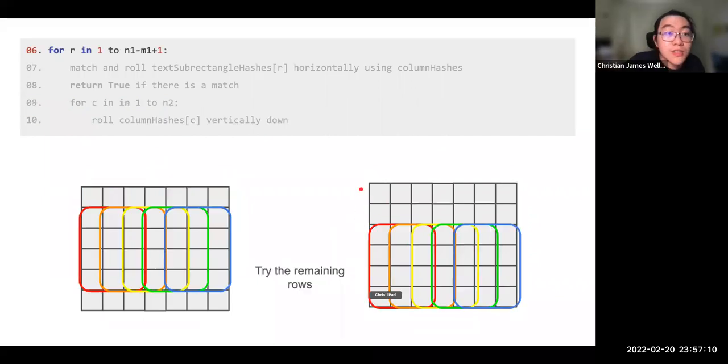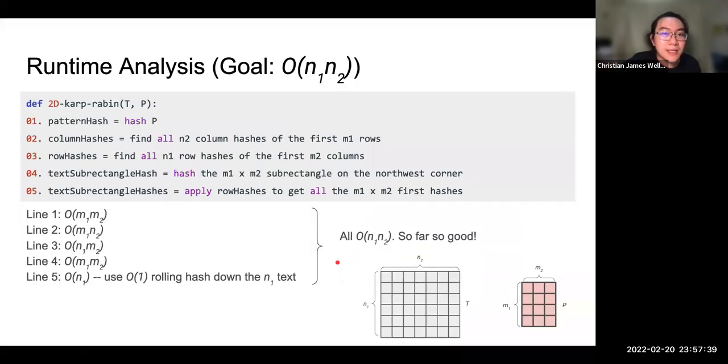So line 6 of the pseudocode is saying to do that for every row possible. Try everything horizontally, then restart from the next row, and go on until you can't go on anymore. In that sense, the way it traverses is very similar to the naive approach.